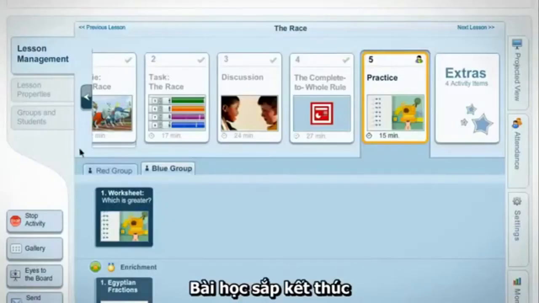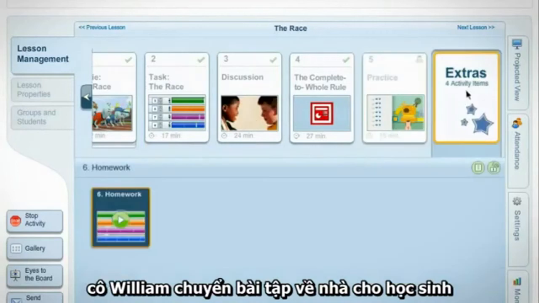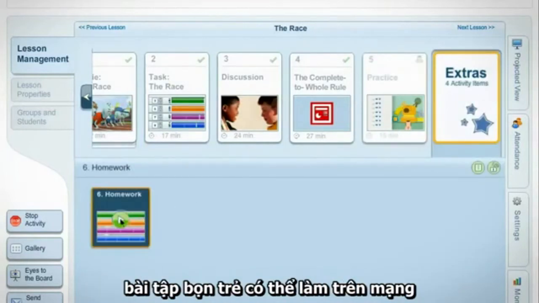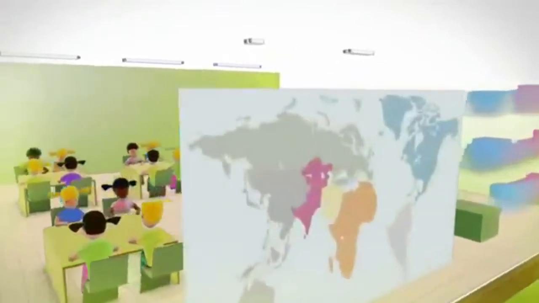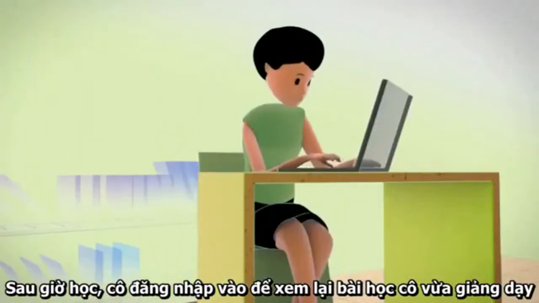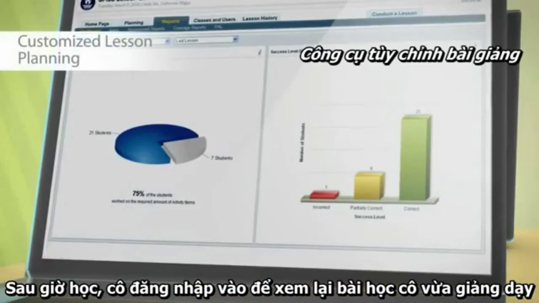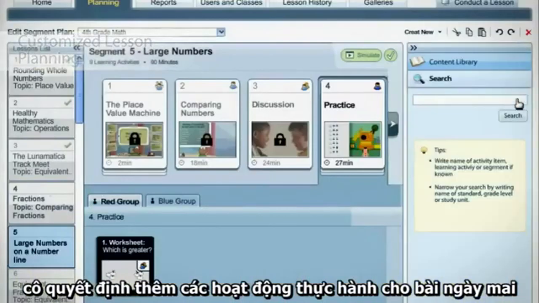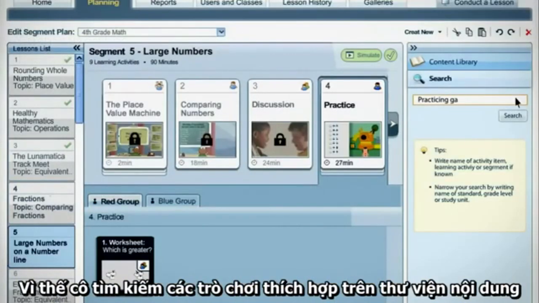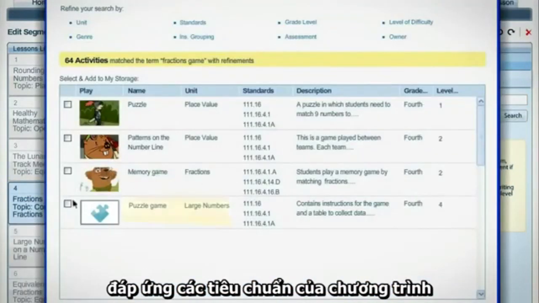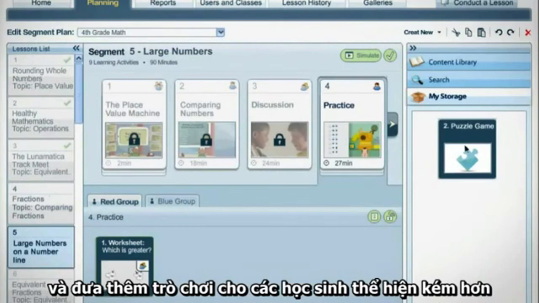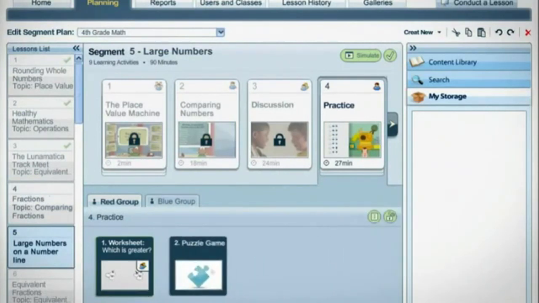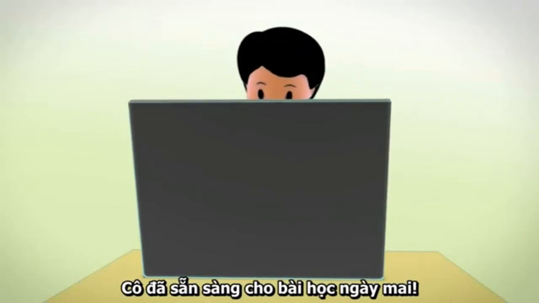The lesson is about to end, so Miss Williams assigns her class their homework, which they can complete online. After class, she chooses to log in to review the lesson she had just completed teaching. Based on her class performance that day, she decides to add more practice activities for tomorrow. So she searches the content library for an appropriate game that covers the same state standards and assigns the game to the lower performing students. She is ready for tomorrow's class.